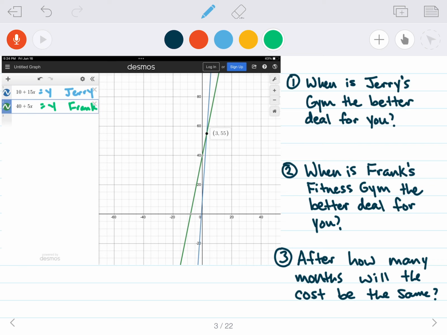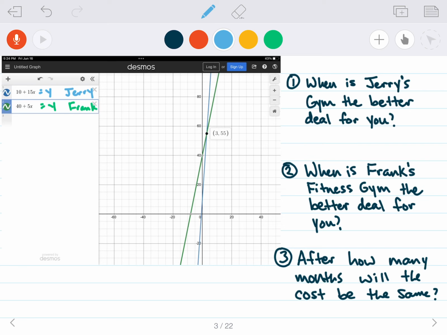Let's go ahead and talk about the implications of the graph. We can look at these things in two ways. We can talk about what the situation means graphically and what it means algebraically, and I want to discuss both of them. It says, when is Jerry's gym the better deal for you? Jerry's gym is the blue line. Algebraically, what that means is, when is the cost less for Jerry's gym? When is it the better deal?